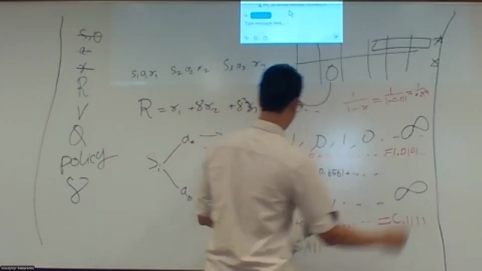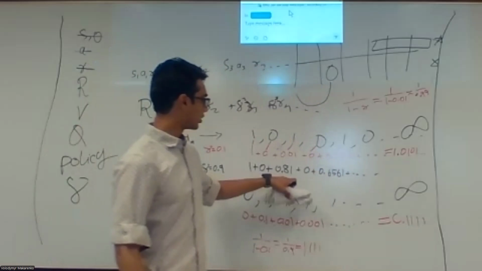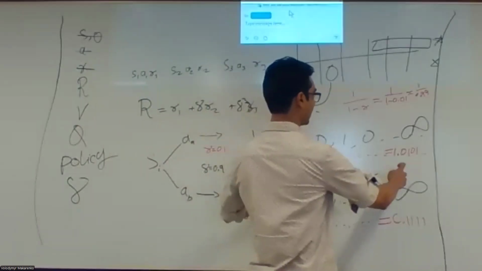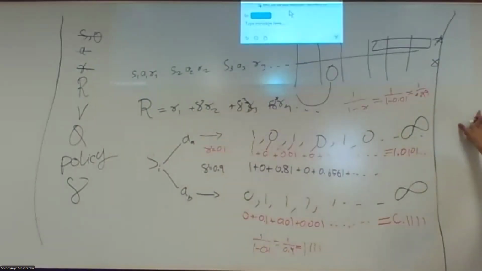Okay, and so on. What we're getting here is, I'm just going to work out the calculation over here. Camera's not going to see it, but the rest of everyone can see it. It's 1 over 1 minus 0.81. That's 1 over 0.19.